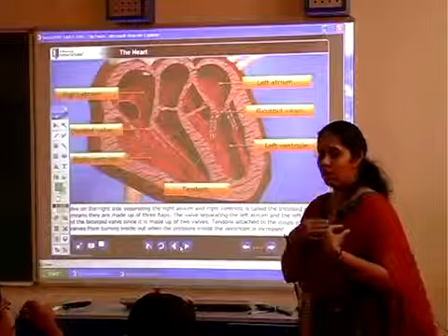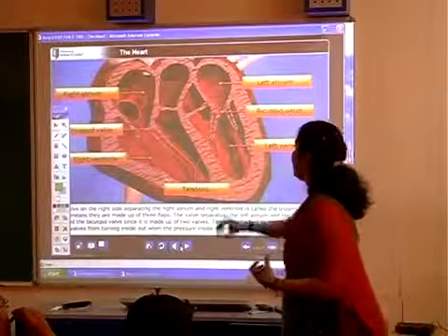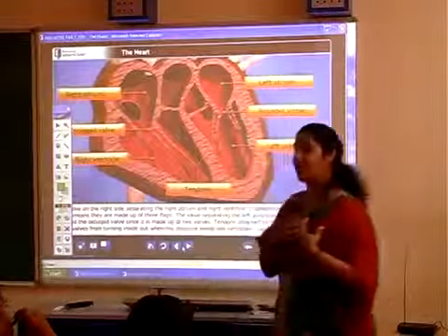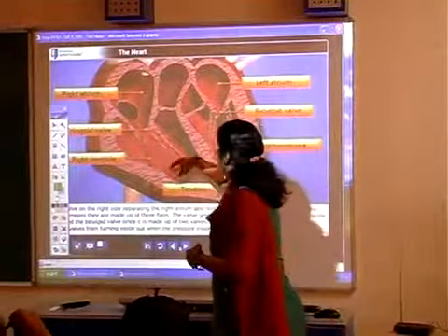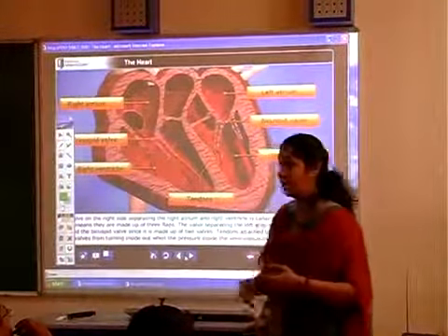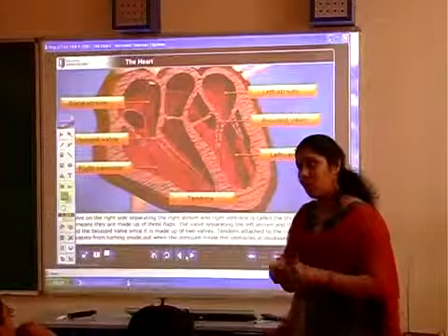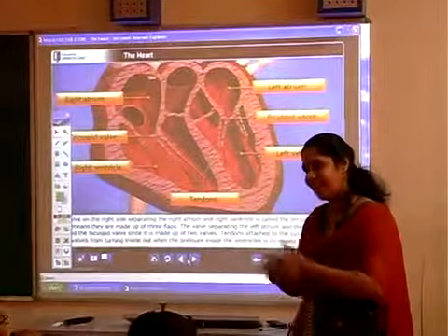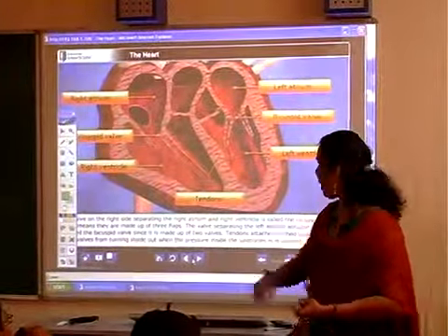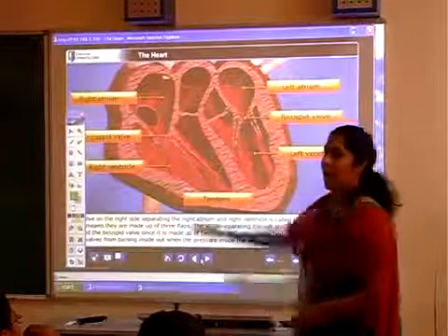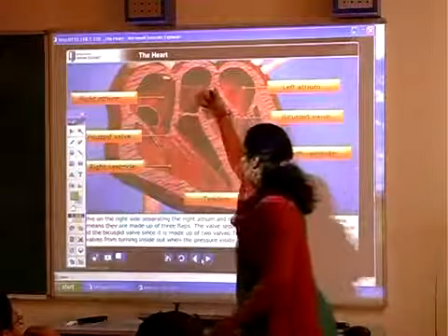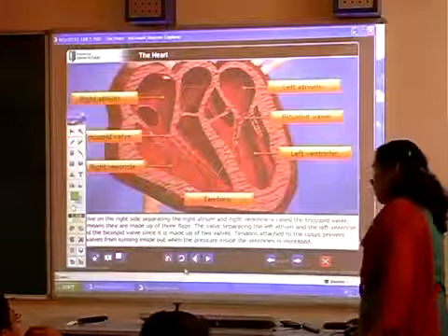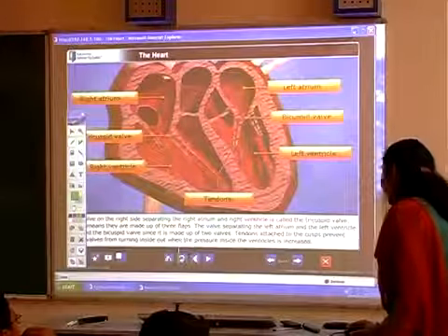So when you hear that first lub sound, that is the closure of the tricuspid and bicuspid valves. Then when the blood enters into the aorta and pulmonary artery, there are valves there also, which again close. That is the second dub sound. So the lub sound is the closure of these valves, and the dub sound is the closure of those valves, right? Yes, the aorta and the pulmonary artery valves.